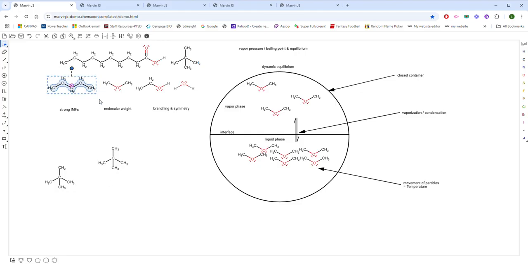However, this one might have a slightly higher boiling point than this one here because molecularly speaking, it has the same number of atoms and the same proportions, but its spatial arrangement is a little bit different. And so this is going to have a more linear shape, and you can have more stacking.